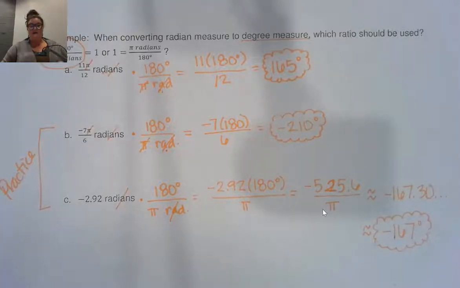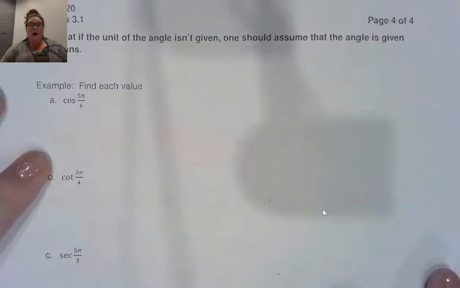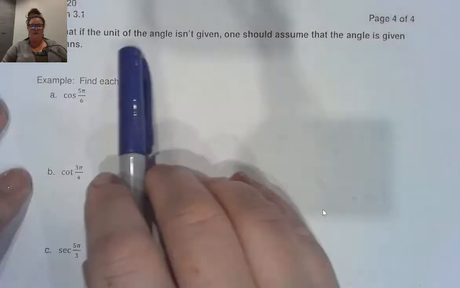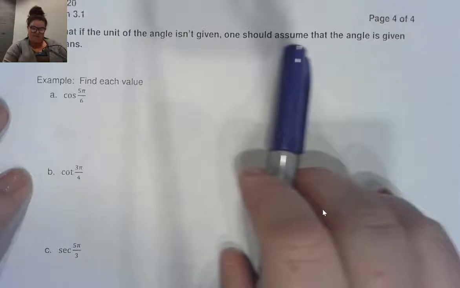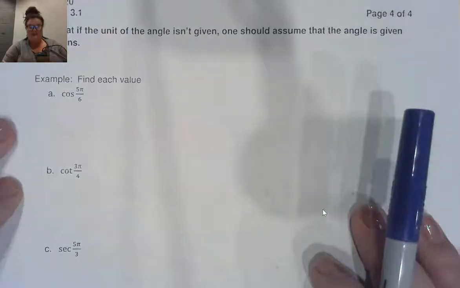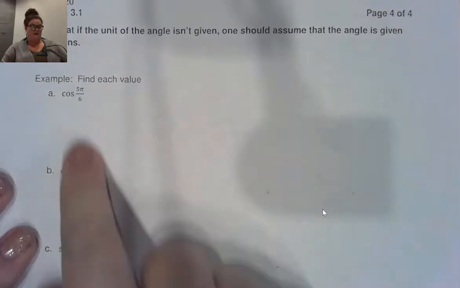All right, so now I feel like we are super capable of converting from radians to degrees or degrees to radians. Why would we want to do that? Well, let's look at these last few problems on page 4. It says, note if the unit of the angle isn't given, one should assume that it's given in radians, okay? So if there's nothing said, we assume that it's given in radians, okay?